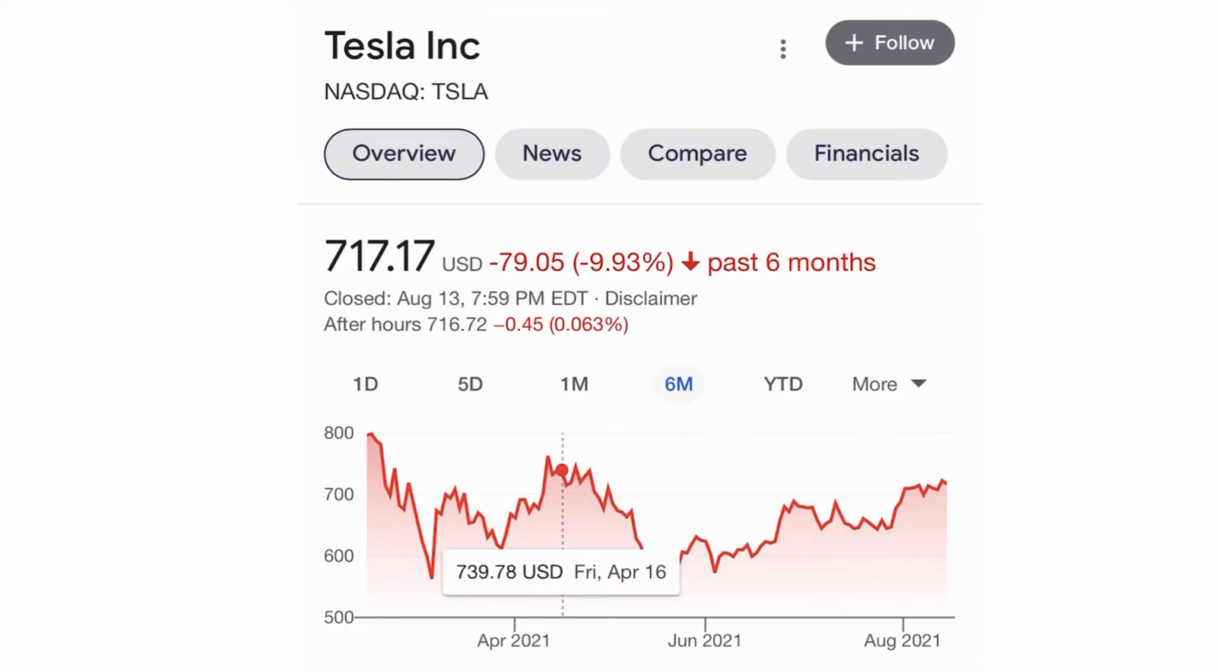For example, Tesla was $760 in April. Then it fell all the way down to about $560 in May. And now in August, it's currently back at $700 a share. Tesla will be a perfect example of a volatile stock.